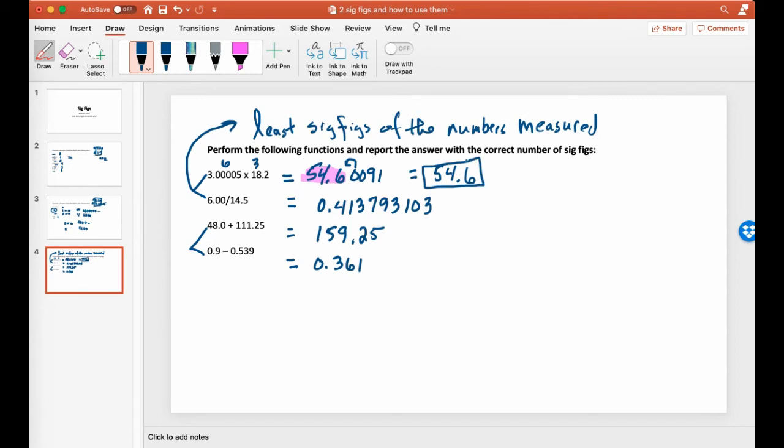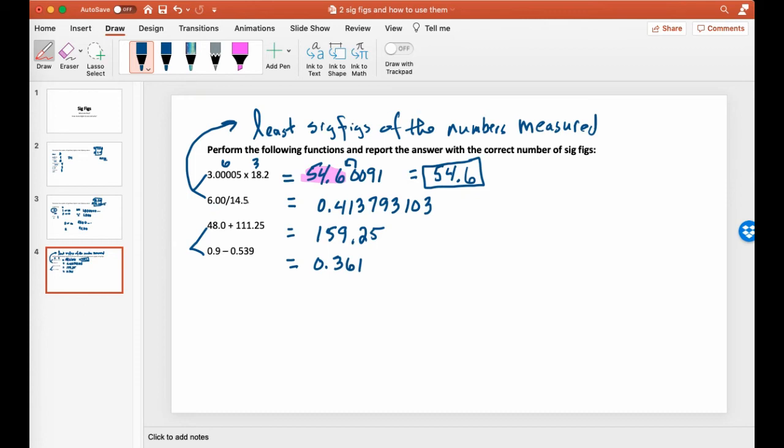So let's just say that you were in class, you were using this value and this value. I would expect to see that you write all of this, every bit of this, and then I expect to see that you know that you report the final answer as 54.6 because that has 3 significant digits. All right, let's go to the next one.